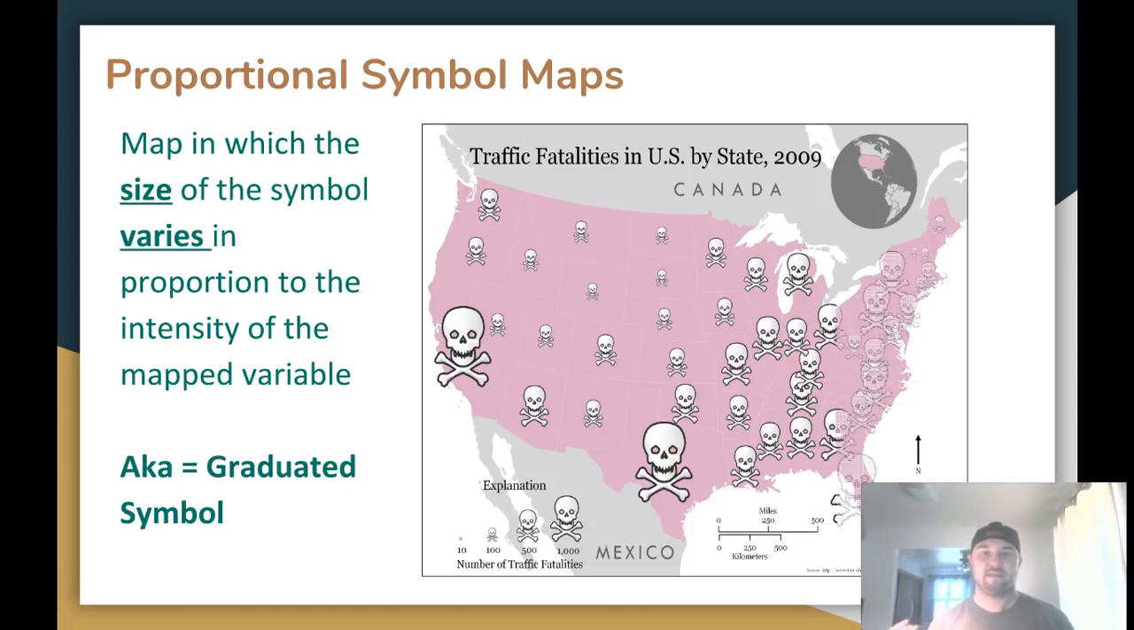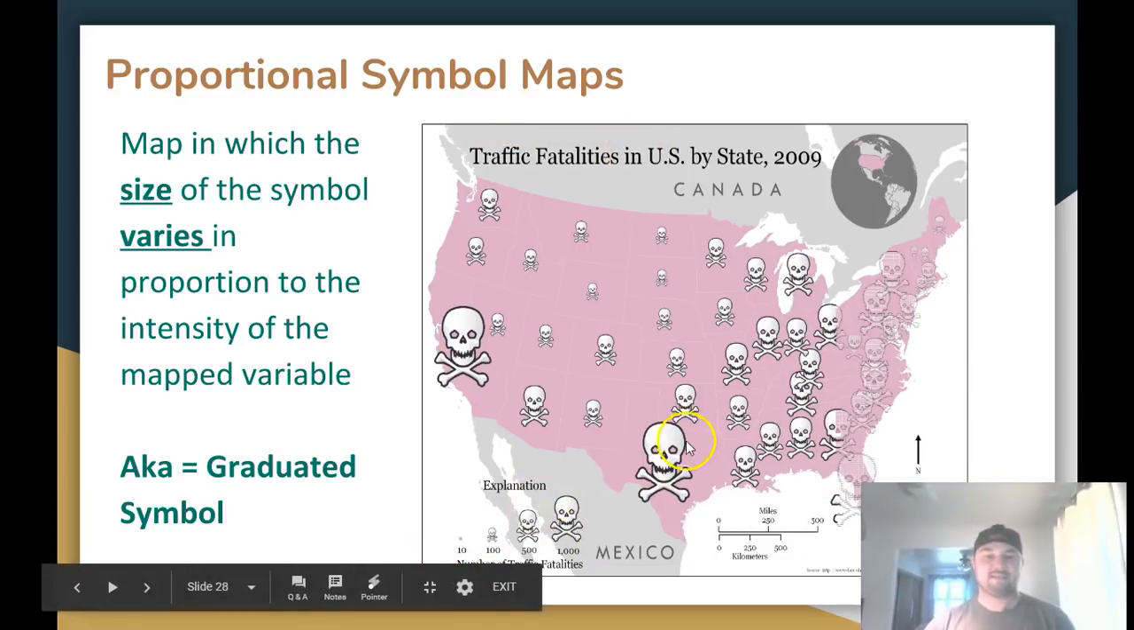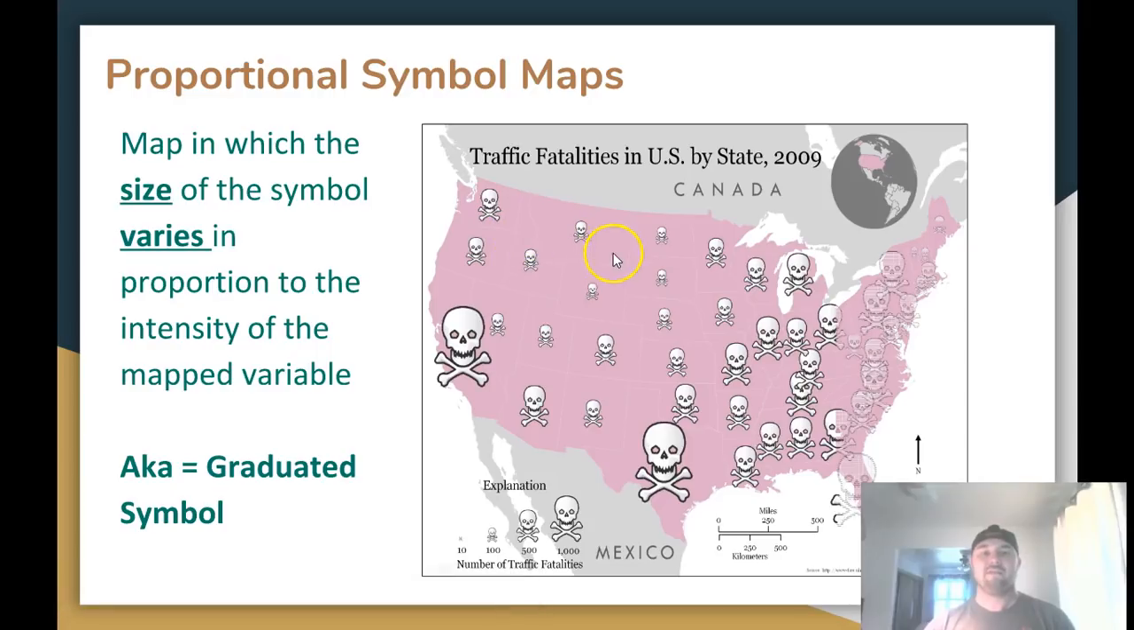So you could actually have more than one symbol per state, but keep in mind that the proportion of the symbol represents the amount. So traffic fatalities in the United States, I'm not even going to look at these numbers, but instantly, just by looking at the map, you can tell it's going to be Texas and California. And then smaller amounts here are going to be in the Rocky Mountain states, probably because they have less population. This is also known as a graduated symbol map. So remember, proportional or graduated symbol, it gradually gets bigger and bigger or smaller and smaller, depending which way you look at it.